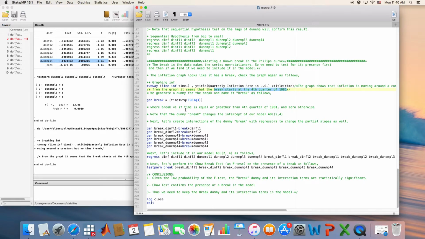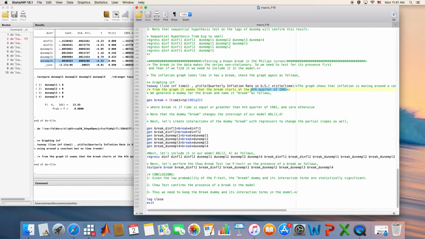So what you need to do is to generate a dummy for this break. It's simply a dummy variable that is going to take 1 for any time that is greater than 1981 quarter 3, because we can see that the break happens in the fourth quarter of 1981. Okay.